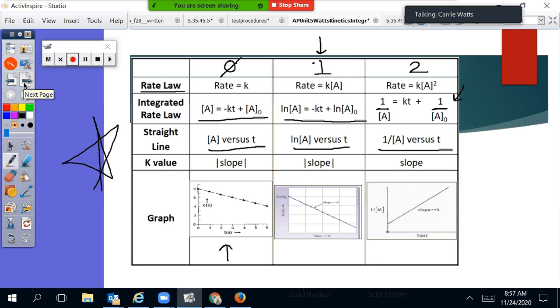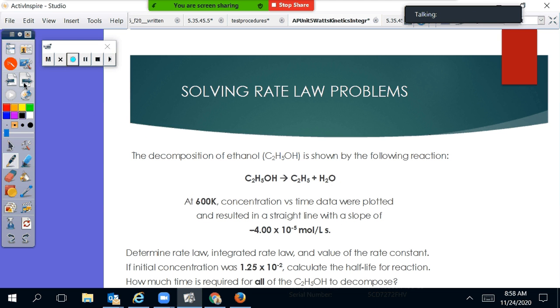Okay, so we need to now take what we learned and be able to solve rate law problems. Take a minute. I'm going to pause the video. Just read this to yourself. I'll read it out loud in a minute. We're going to take this one, use the information we just learned, and do this example out loud together. We have the decomposition of ethanol. Here's our equation: we have ethanol decomposing into C2H5 in water.